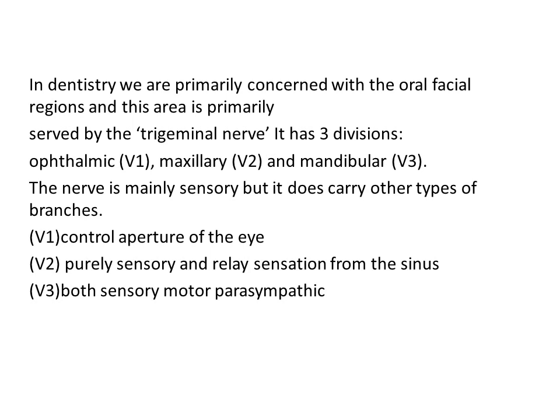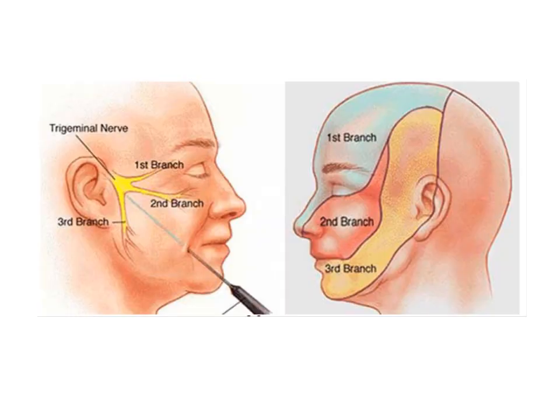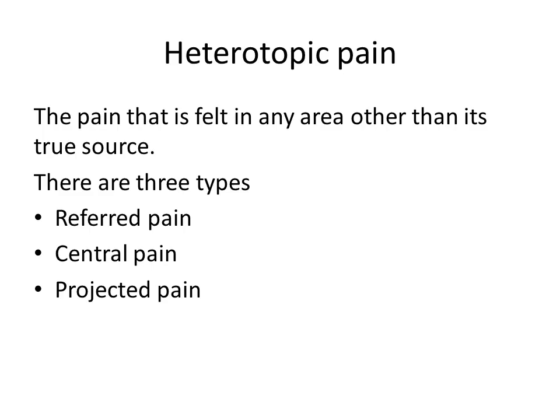Okay? In dentistry, the most important and primary concern in the orofacial region, as I said, are the trigeminal nerves with their three divisions: ophthalmic, maxillary, mandibular, because they innervate almost all of the orofacial region. We have the ophthalmic, it controls the aperture of the eye. The maxillary is sensory and innervates the sinus. And the mandibular branch is motor and parasympathetic. You can see here the same.